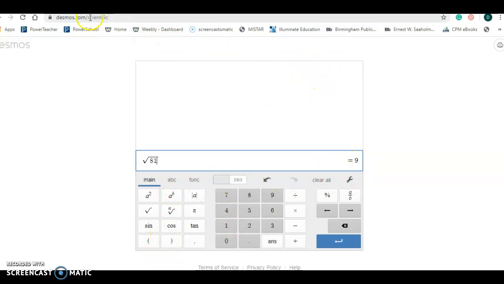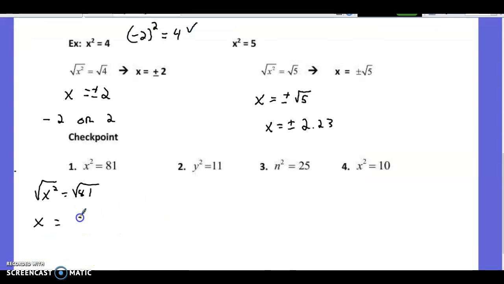It's the Desmos.com scientific. So if you don't have a calculator at home, this is one to use. I found it pretty helpful. So we know that x would equal 9, but remember, because we have the x squared in a positive number by itself, we're going to put that plus or minus there, because negative 9 squared equals 81 and positive 9 squared equals 81.